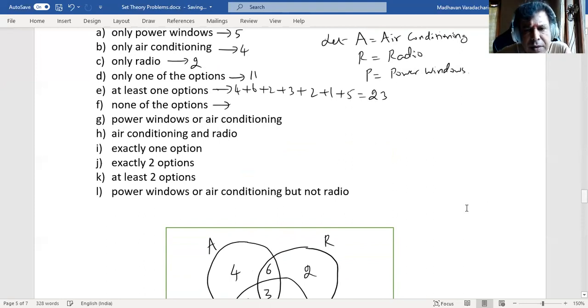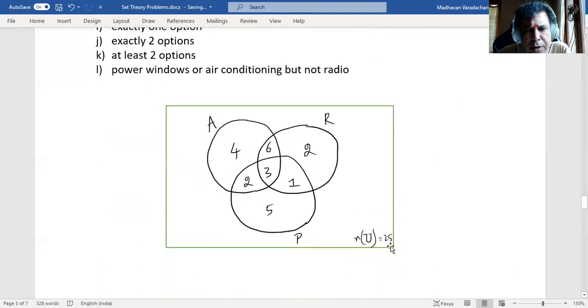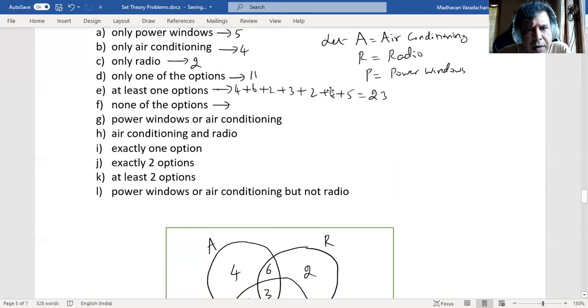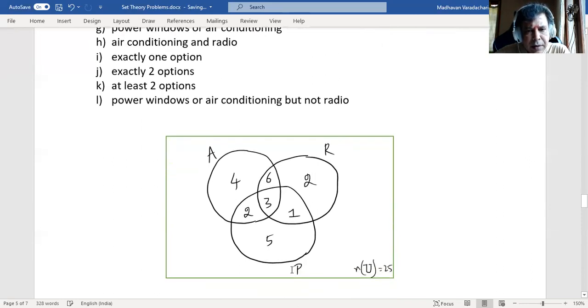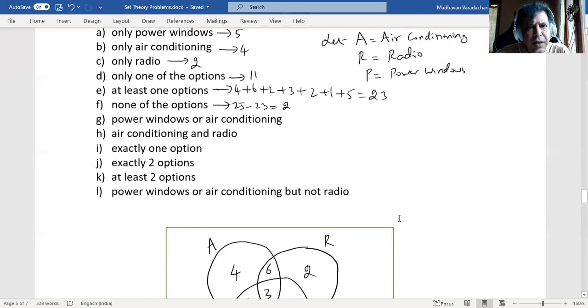None of the options means we have the total surveyed as 25, and we already got the union of all as 23. So that is the difference. So 25 minus 23, it is 2. Power windows or air conditioning means this circle or this circle. So whatever it is in this circle and this circle, that means 2 should be ignored out of this 23. So straight away I can say 23 minus 2, which is 21.